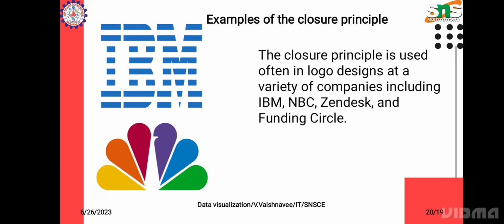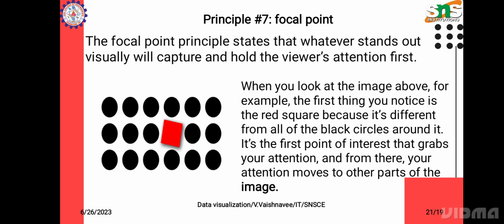Closure. The principle of closure states that when we look at a complex arrangement of visual elements, we tend to look for a single recognizable pattern. When you see an image that has missing parts, your brain will fill in the blanks and make a complete image so you can still recognize the pattern. The closure principle is often used in logo design at a variety of companies, including IBM, NBC, Zendesk, etc.